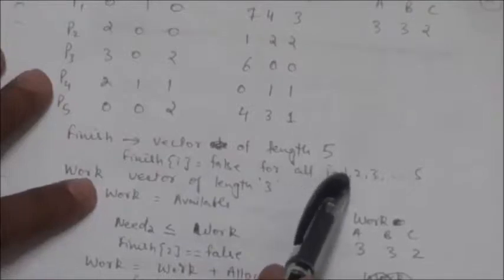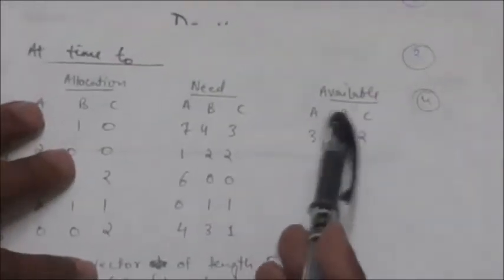Initially we will set finish[i] equal to false for all i equal to 1, 2, 3, 4, 5. It means we initialize this finish vector by setting the value false at every index. And to the work vector we will assign the value of the available vector.